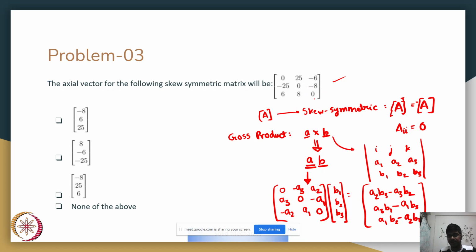So minus 8 is nothing but minus A1, so A1 should be 8. A2 should be minus 6, and minus A3 is 25, so A3 should be minus 25. So your A vector is nothing but 8, minus 6, minus 25.